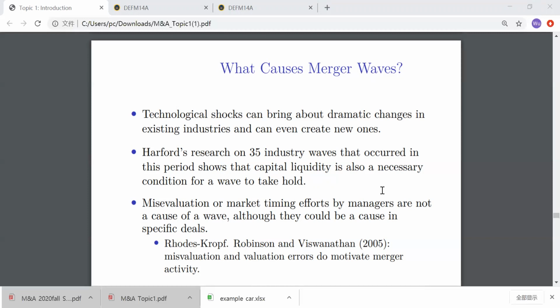There are also other researchers who attribute merger waves to other factors. For example, misvaluation or market timing. Right? For example, firms acquire other companies when the valuation is high. So this is one of the motives of many companies in the internet bubble, right?